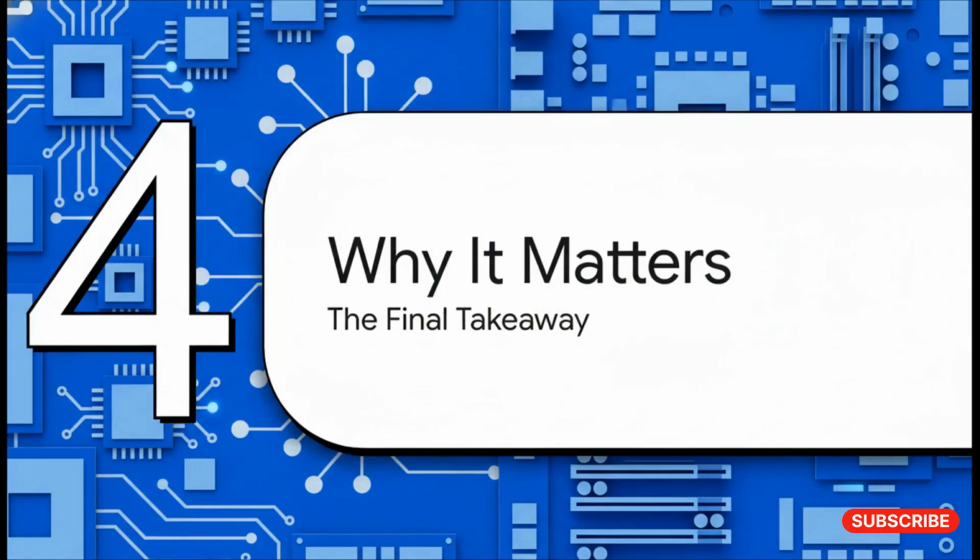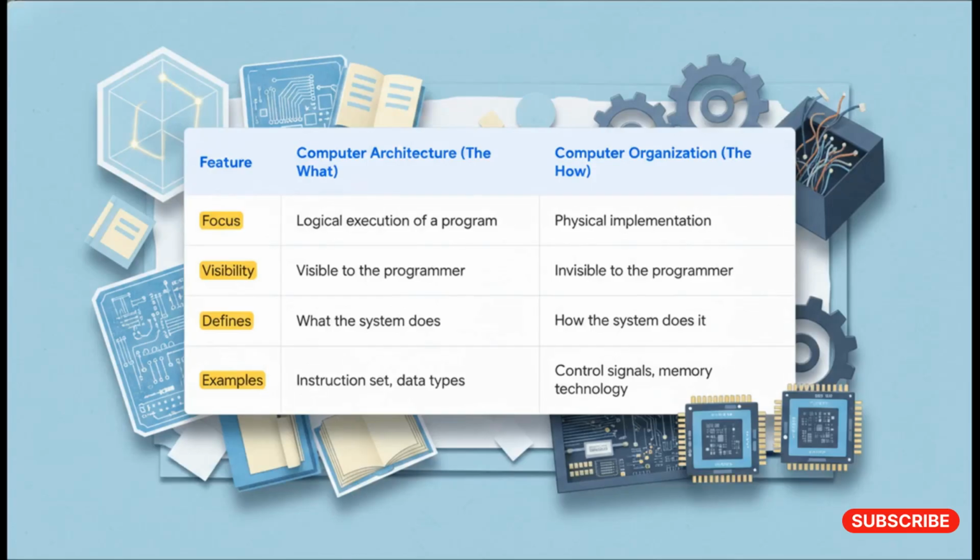So, what's the big deal? Why does any of this matter? Well, it matters because this separation, this split between the blueprint and the build, is one of the most powerful and important ideas in the history of computing. It's basically the reason our entire digital world works the way it does. This table really sums it all up beautifully. Architecture is the logical what that the programmer sees. Organization is the physical how that's totally hidden from them. And that's exactly why you can have 2 processors from, say, Intel that share the exact same architecture, meaning they can run the exact same Windows software, but have completely different internal organizations, giving them totally different speeds and prices.